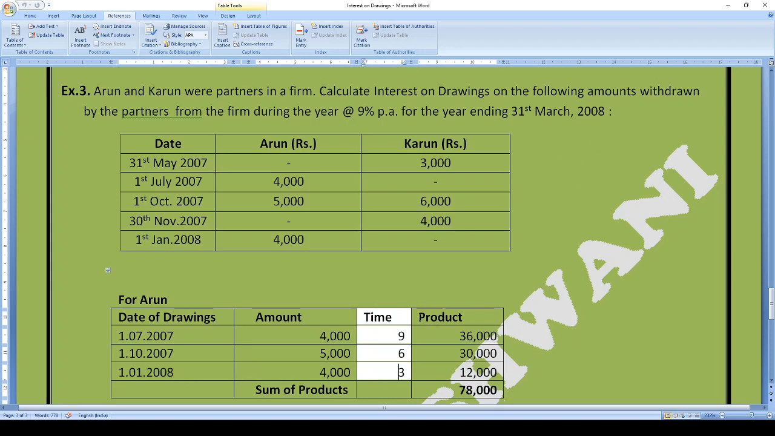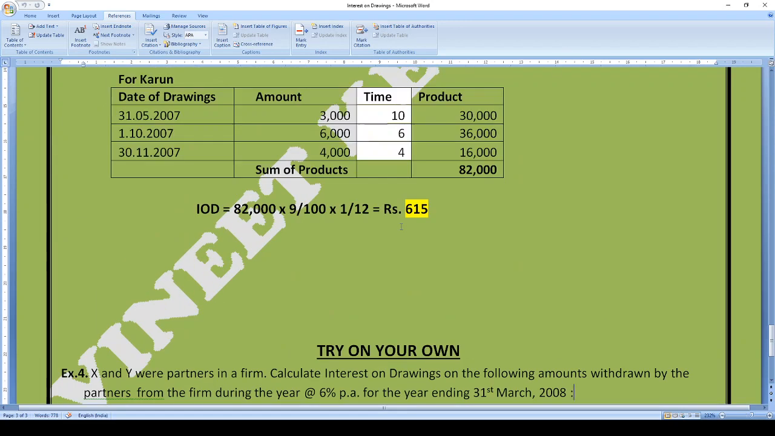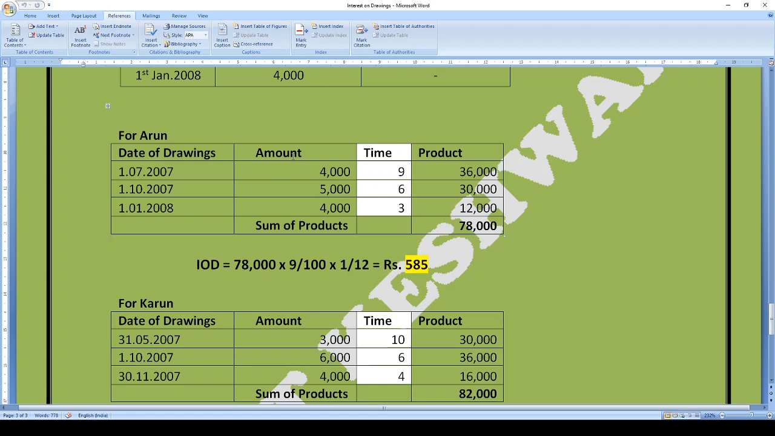So how to calculate the product? Simply you have to multiply the amount by time and you will get the product. So I hope it is very clear to you all that amount multiplied by time would be equivalent to your product. And then you have to simply make the sum total of the product, that is sum of product. Here it is 78,000 for Arun.